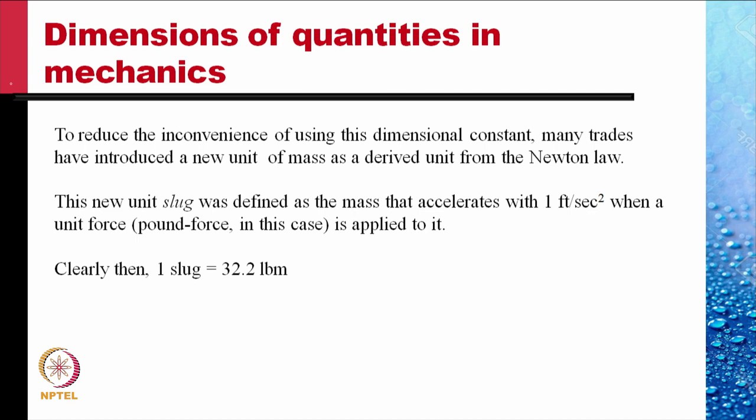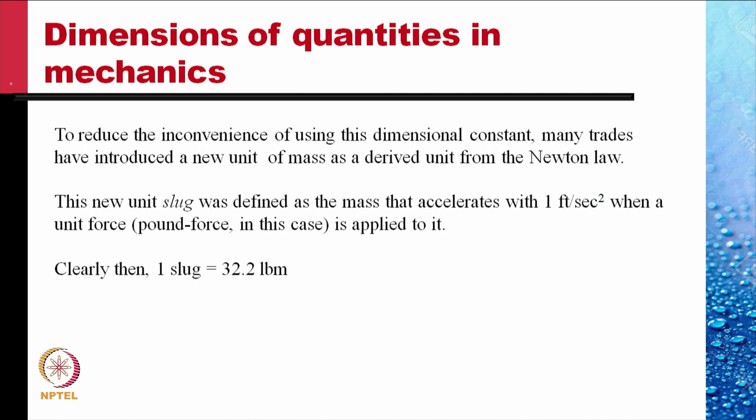A new unit, slug, was defined, and slug was the quantity of mass that accelerates with 1 foot per second square when a unit force, pound force in this case, is applied to it. Since a pound mass accelerates with 32.2 feet per second square when a pound force is applied to it, a mass that accelerates only 1 foot per second square must be 32.2 times pound mass. Clearly then, 1 slug is 32.2 pound mass.